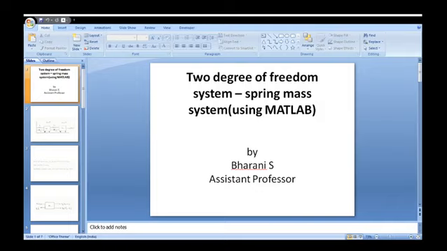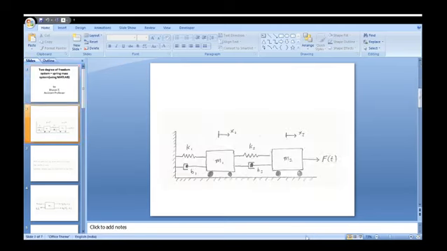Good afternoon. Today I am going to present a two-degree-of-freedom spring-mass system using MATLAB. In this topic I am going to take a problem of a 2 degree of freedom system in which two masses are attached to a fixed support, where K1 is the spring constant attached to M1, and K2 is the spring constant attached to M2.